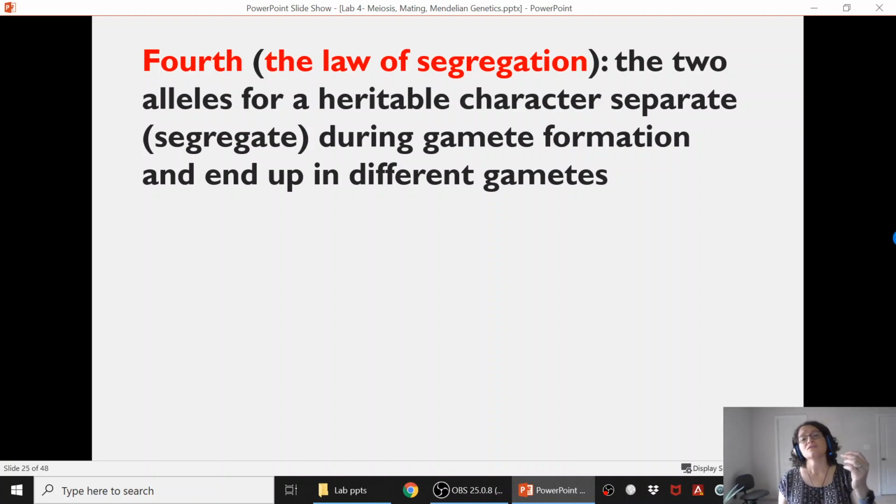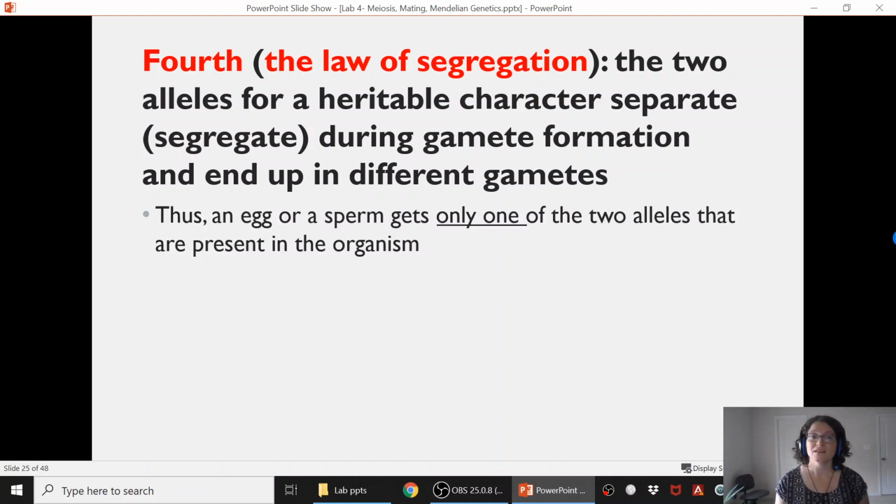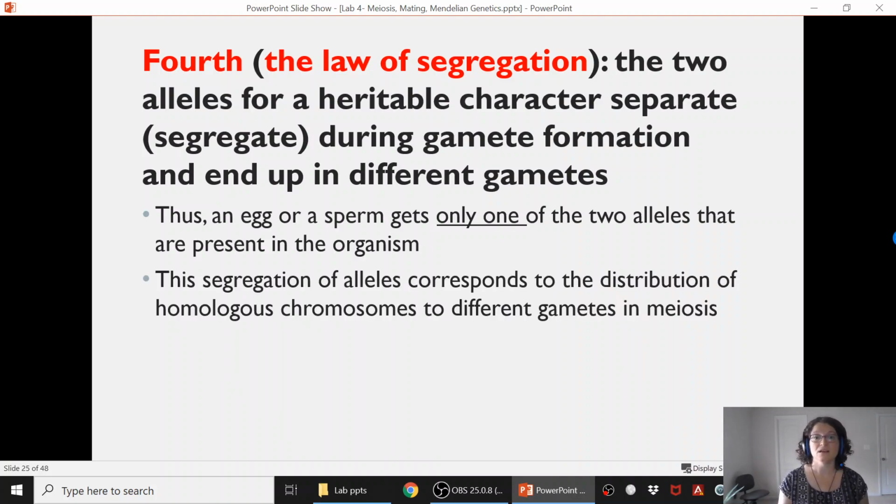Then, fourth, the law of segregation. The 2 alleles for a heritable character, even in someone who has 2 different versions, will segregate during gamete formation and end up in different gametes. The egg or sperm gets only one of the 2 alleles that are present in the organism, no matter what. This segregation of alleles corresponds to how homologous chromosomes separate during meiosis, which we already talked about.